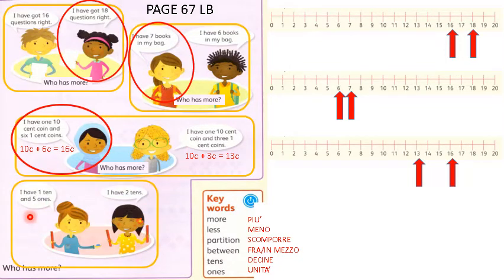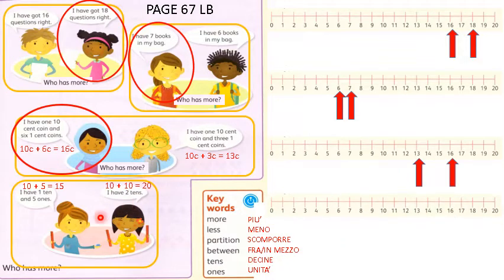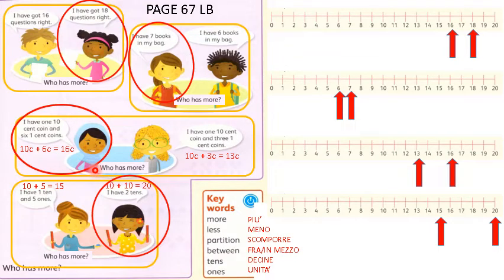Now for the last one. I have 1 10 and 5 ones. I have 2 10s. 10 plus 5 is 15. 10 plus 10 is 20. Let's look at the number line. 15 is here. 20 is here. So who has more? That's right. This girl with 20 has more because 20 is more than 15.